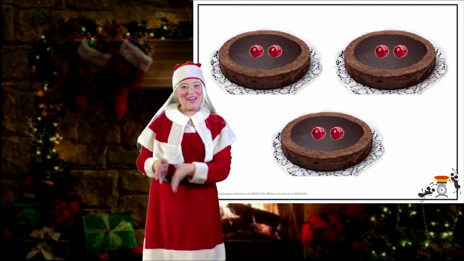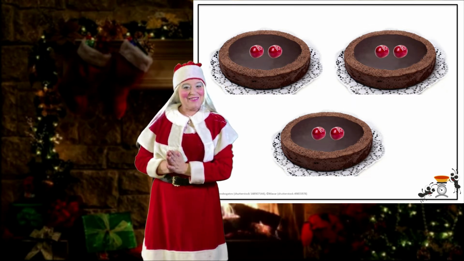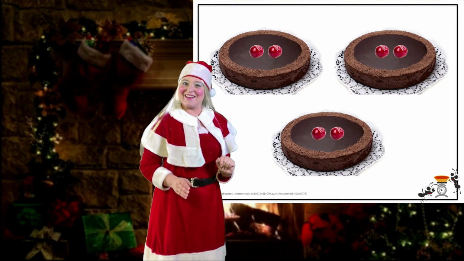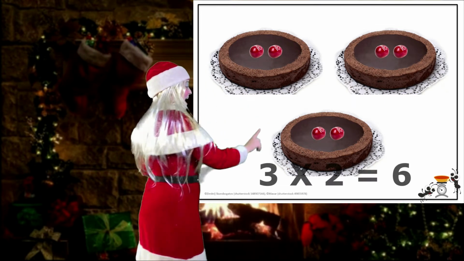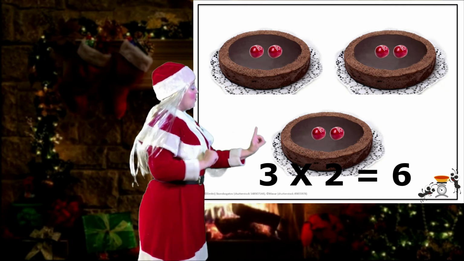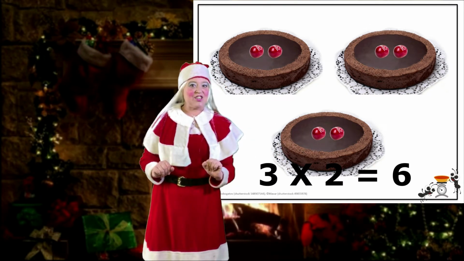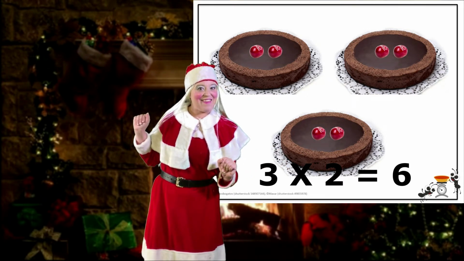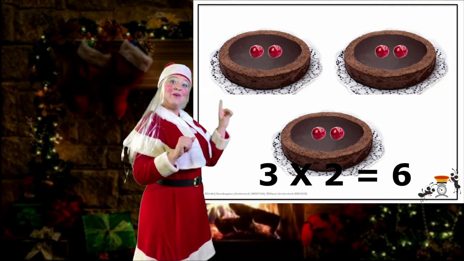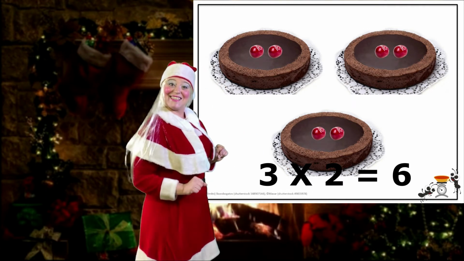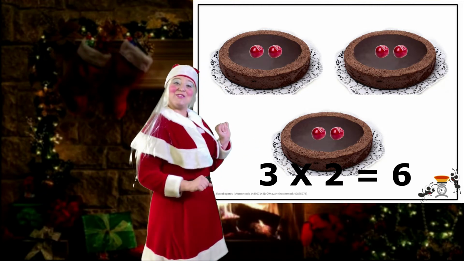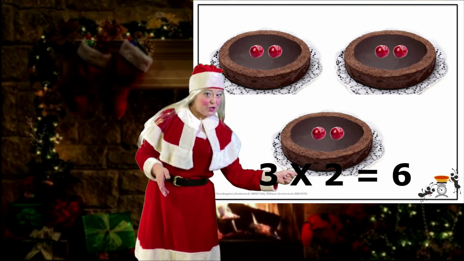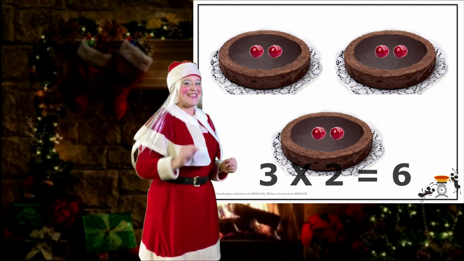Now, how many cakes do we have? That's right. Now we have 3 cakes. Now we have 3 cakes with 2 cherries each. So, how many cherries do we have all together? 2, 4, 6. 3 times 2 is 6. 3 groups of 2 is 6.